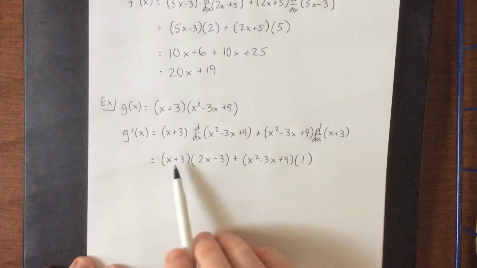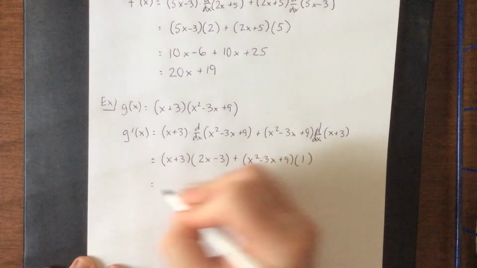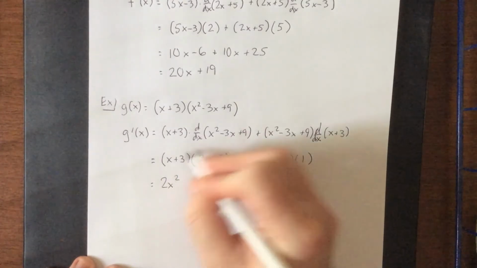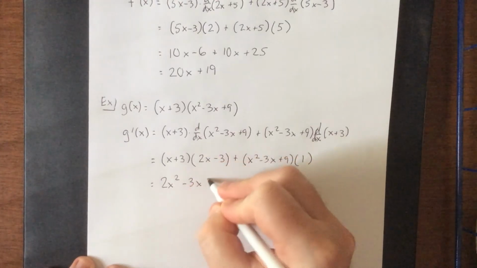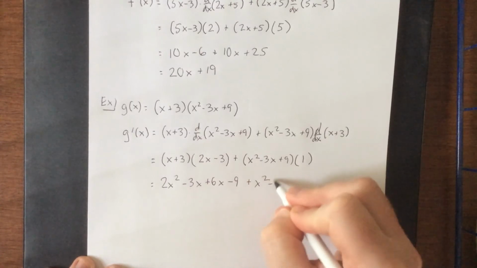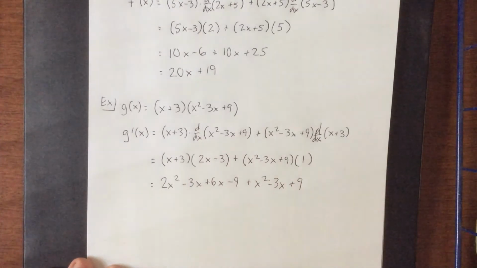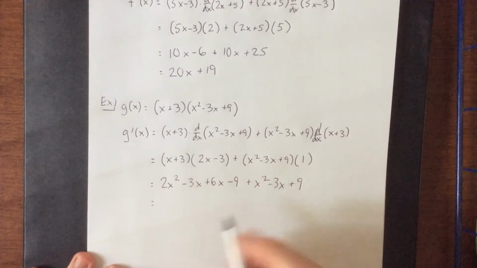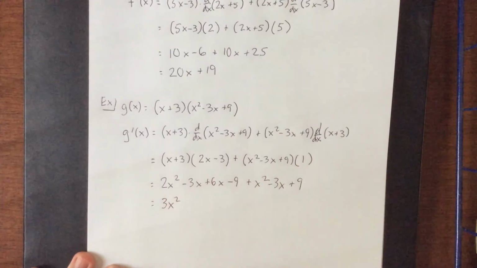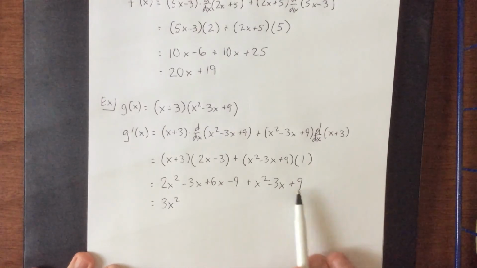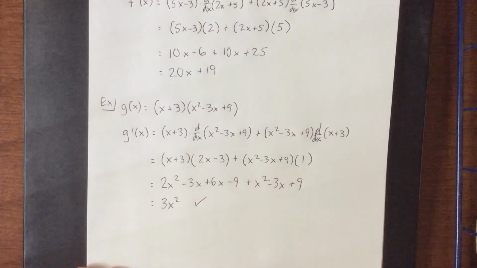Next up, I'm going to expand x plus 3 times 2x minus 3 so that we can worry about combining like terms in just a moment. So that'll be 2x squared, outer gives us minus 3x, inner gives us plus 6x, and last gives us minus 9, plus x squared minus 3x plus 9. Combining all the like terms that we see, I see that we have 2x squared plus x squared, that is 3x squared. I see a minus 3x plus 6x, those will cancel, and minus 9 plus 9, those will cancel as well. So that is the use of our product rule.